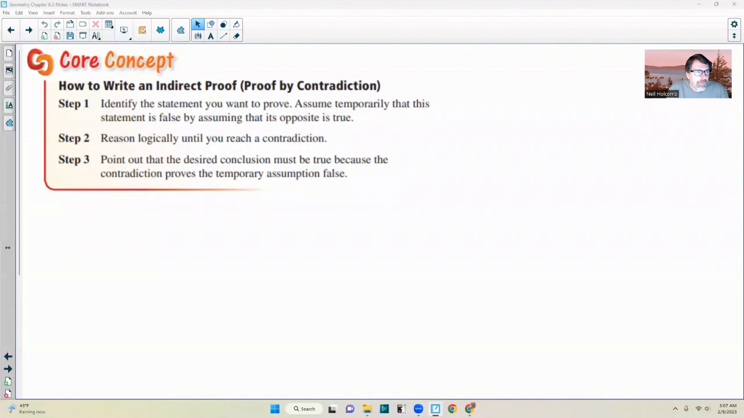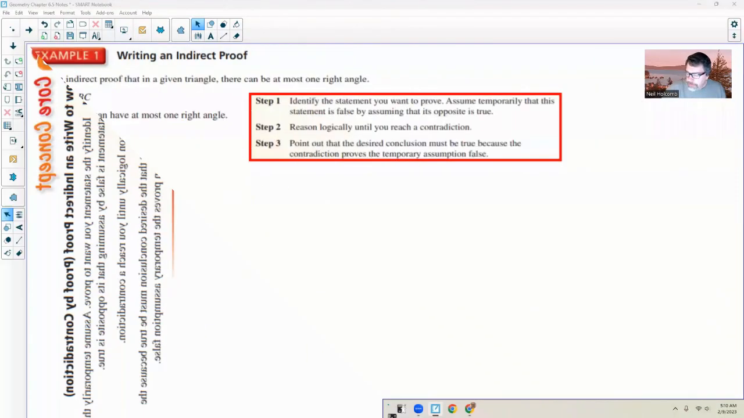Okay, so the core concept for writing an indirect proof, it's also called a proof by contradiction. Step one says to identify the statement you want to prove. Assume temporarily that this statement is false by assuming that its opposite is true. And then step two, reason logically until you reach a contradiction. Step three, you point out that the desired conclusion must be true because the contradiction proves the temporary assumption to be false. Okay, so let's take a look at one.